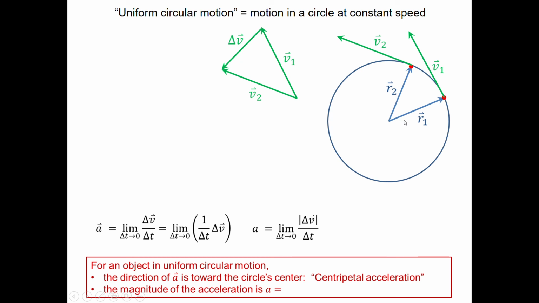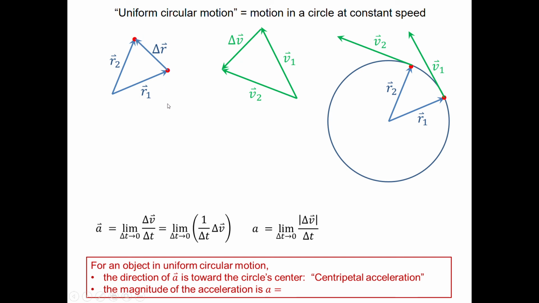And I'm going to form a triangle over here that is, if r1 and r2 tell where it is at those times, delta r, which is r2 minus r1, is going to point from the first tip to the second tip. So there's another triangle.